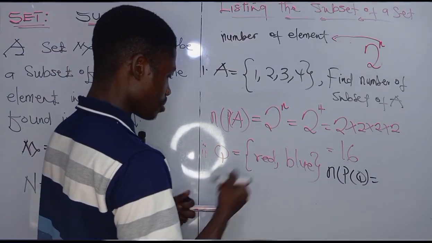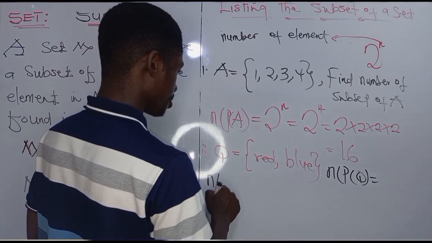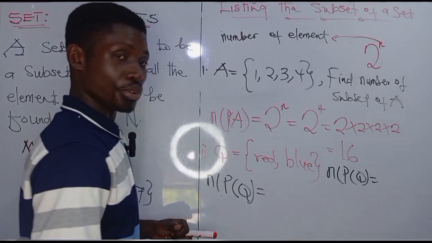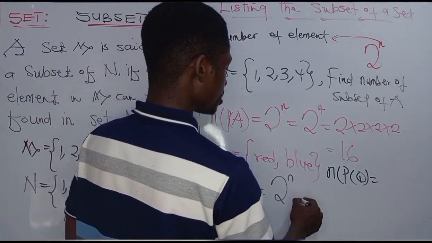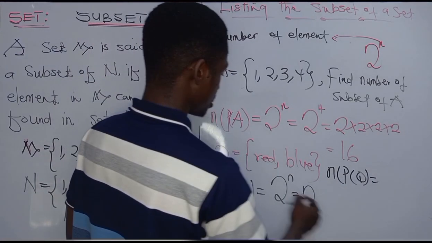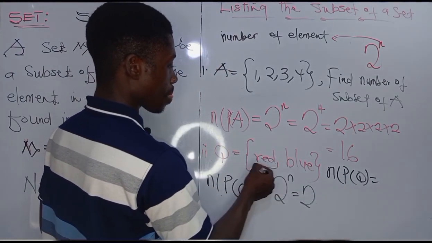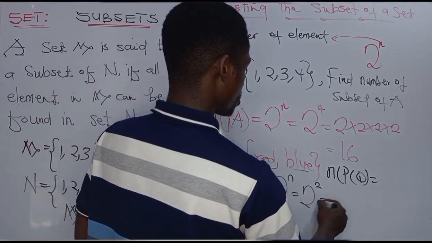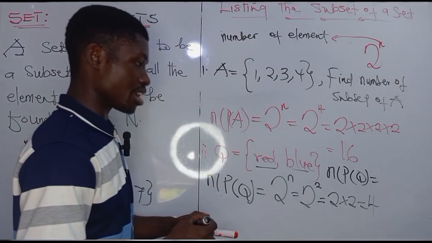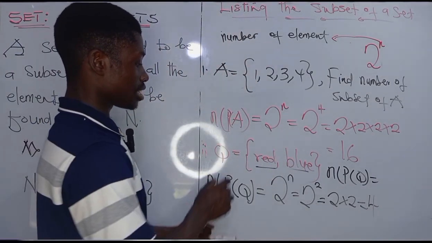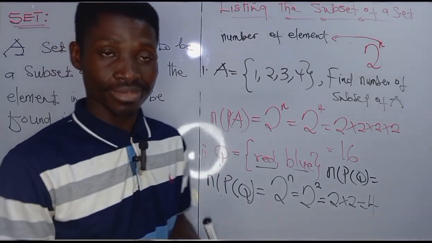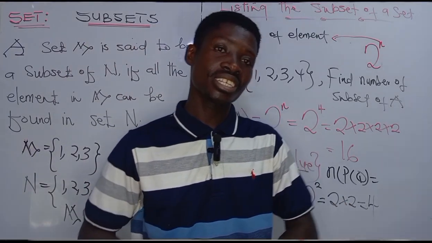So I said that to find the number of subsets, we use 2 raised to the power n, where n is the number of elements within that set. So you know that this set contains how many elements? 1 and then 2. So we have 2 raised to the power 2, which is equal to 2 times 2, and that gives us 4. So if we are to list all the subsets, we are going to get 4 subsets. This brings us to the end of today's lesson.